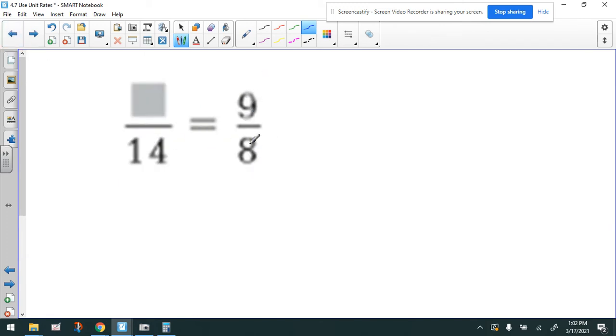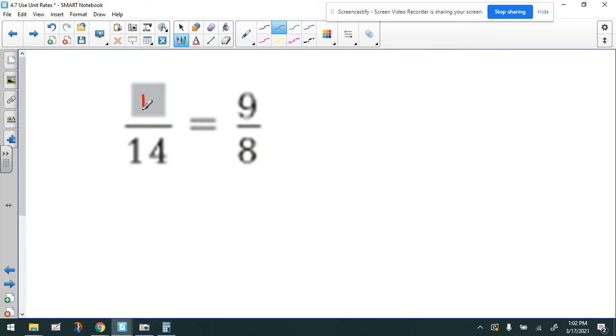All right, let's look at one where these are not compatible and this can't be reduced, because when you have both of those true, so again, let me say that again. These are not compatible. 14 is not a multiple of 8, and this cannot be simplified. Then you have to use cross products. So let's look at what that looks like.